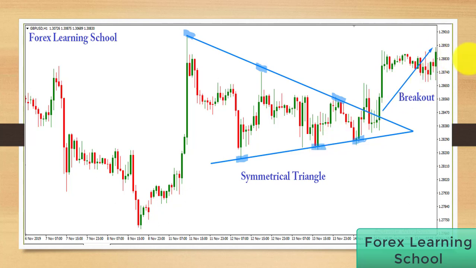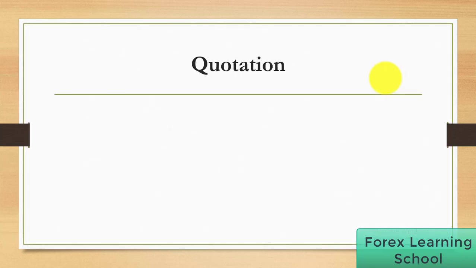So how can we take advantage of this? Simple. We can place entry orders above the slope of the lower highs and below the slope of the higher lows. Since we already know that the price is going to break out, we can just hitch a ride in whatever direction the market moves.